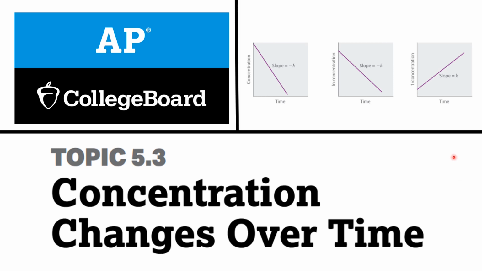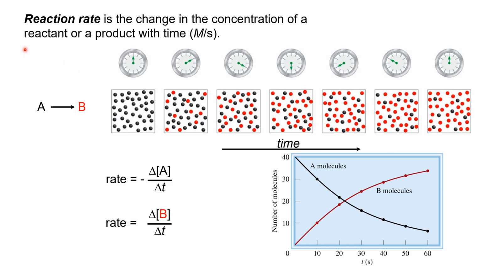So let's start. I have already mentioned in topic 5.1 what the meaning of reaction rate is. Reaction rate is basically the speed with which the reaction is happening. And as it says, speed means something is happening with respect to time. So that's why here also I would say that the reaction rate is a change in the concentration of a reactant or a product with time. And the unit of the reaction rate is molar per second.